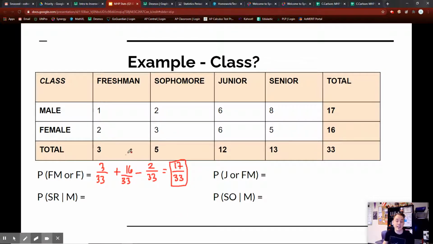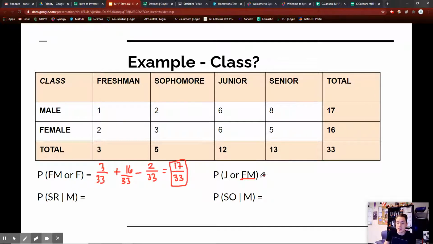Now, again, this is tricky because you have to subtract that overlap out. Again, this should be reviewed from 3.3, the addition rule. Now, juniors or freshmen. Since they aren't mutually exclusive events, we also have to subtract out.